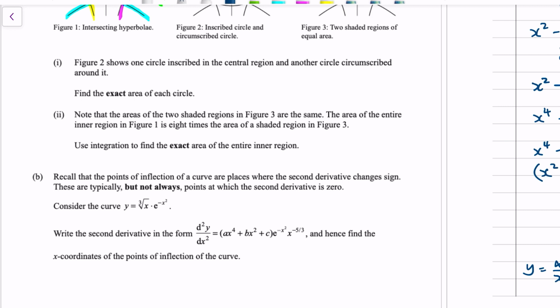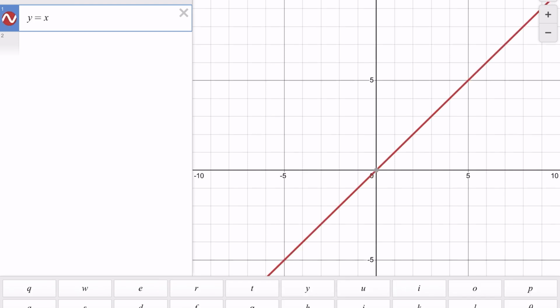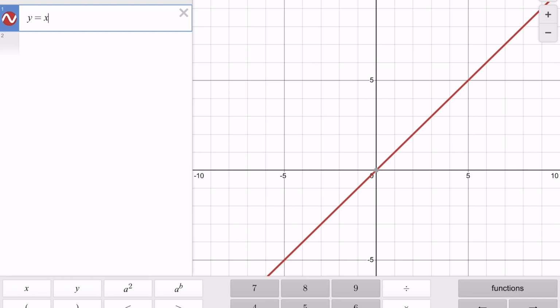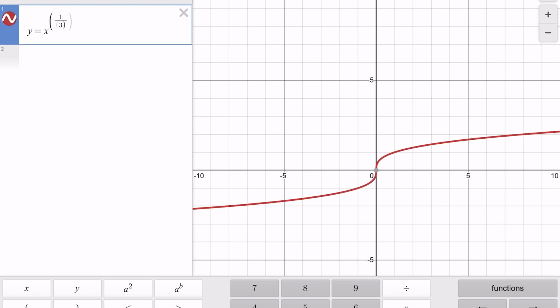It might pay, just with curves, to make a graph of them on your graphics calculator and have a look, because often that can be a giveaway as to what we're actually dealing with here. So rather than do that, I'll do that on Desmos. Okay, so y equals the cube root of x. The cube root of x is an interesting function in itself because it has a point where the gradient is undefined. That vertical part at the origin. I think that's what the crux of this question is asking us about.